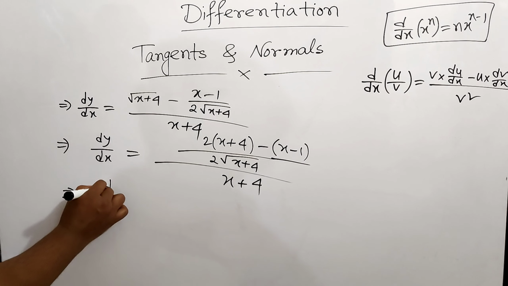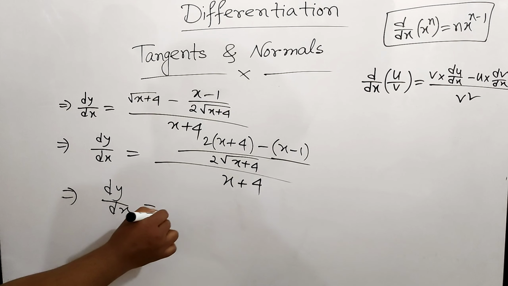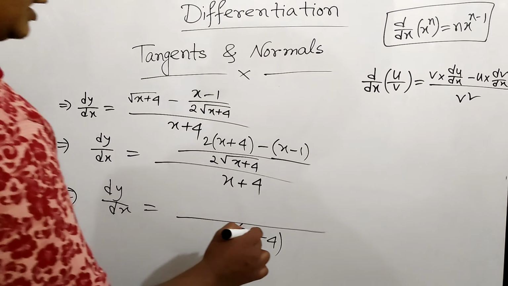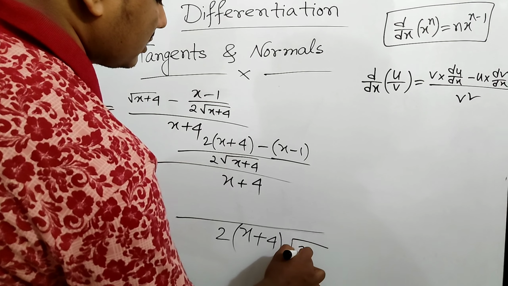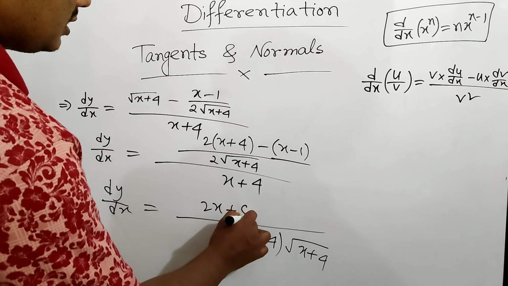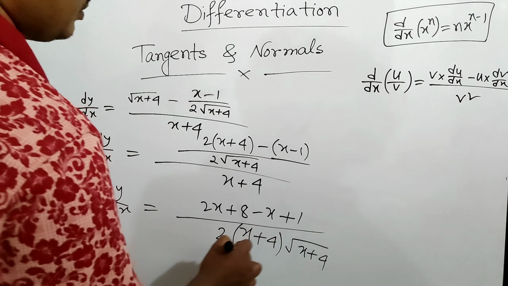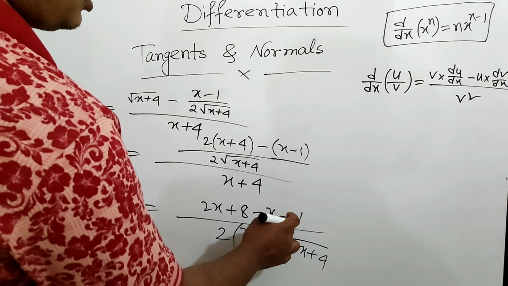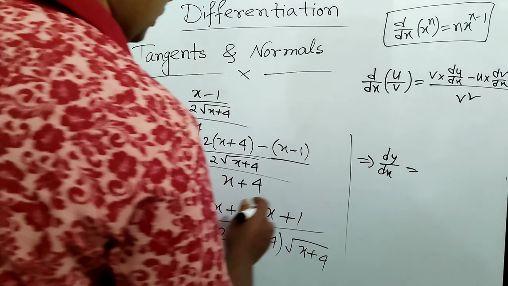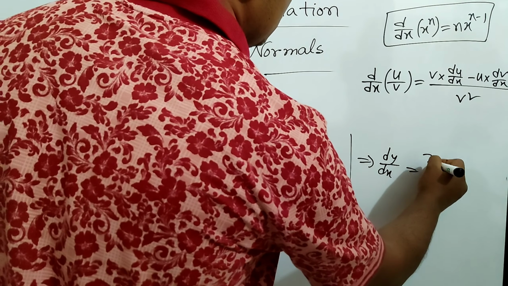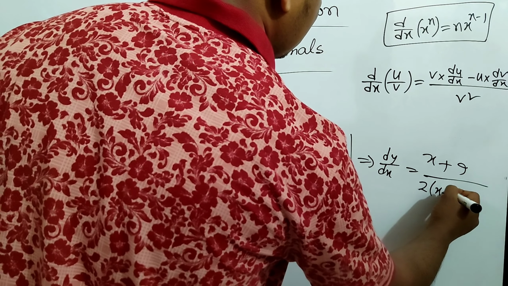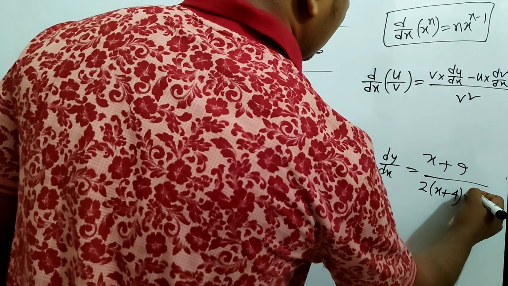So here dy over dx equal x plus 4 and multiplied by 2 root over x plus 4, and if you do the multiplication of these, 2x plus 8 negative x negative plus, that is negative multiplied by negative is positive 1. So finally dy over dx equal 2x negative x, that is x plus 8 plus 1, that is 9, over 2 multiplied by x plus 4 root over x plus 4.